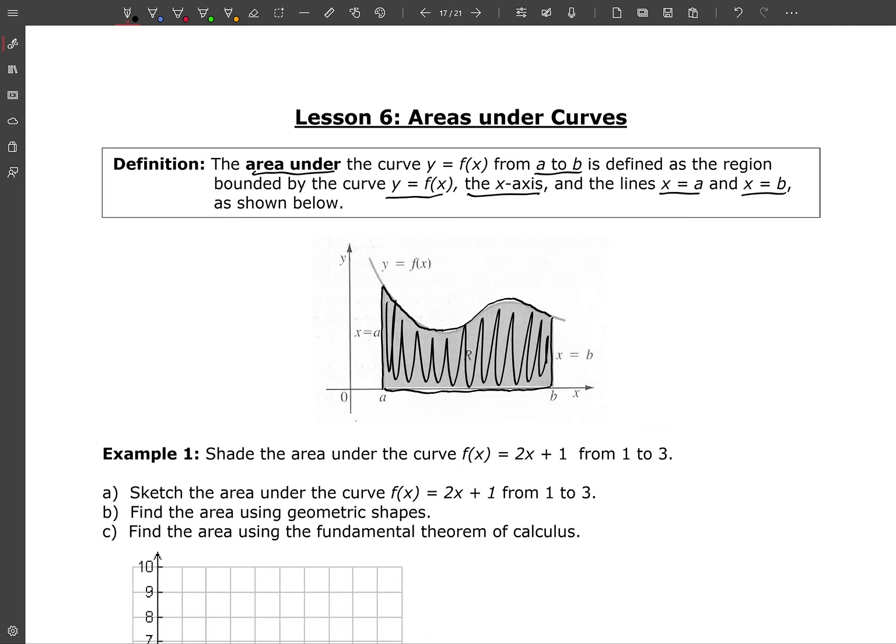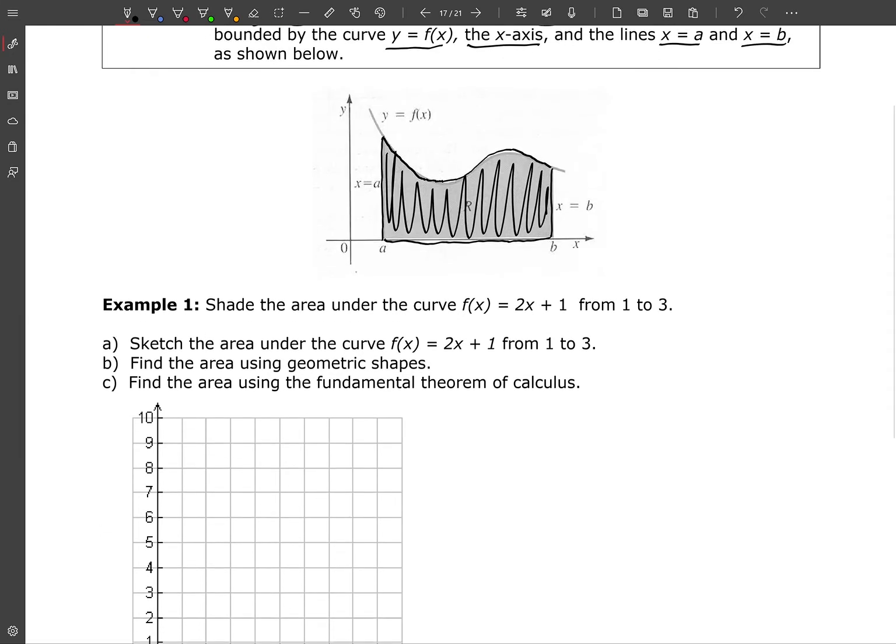Now, just to be clear, area under curve is a little bit of a misnomer. It doesn't necessarily have to be below the curve in the sense that you're thinking. It just has to be between the curve and the x-axis. So we can have curves where the area is something like that. As long as it's between the curve and the x-axis, that is what we consider the area under a curve. That will be important later.